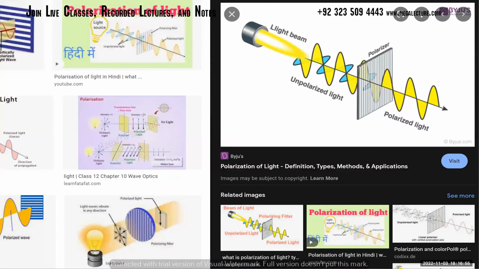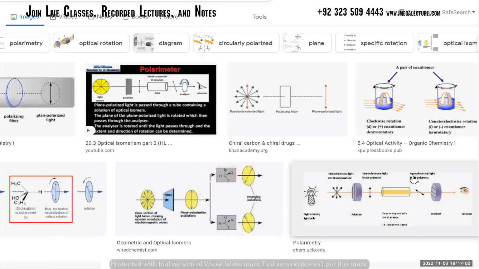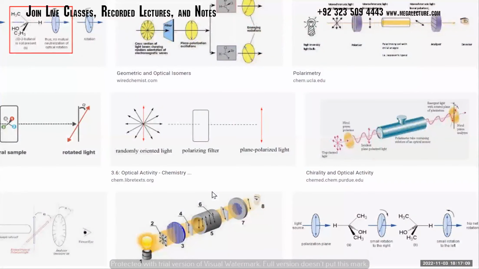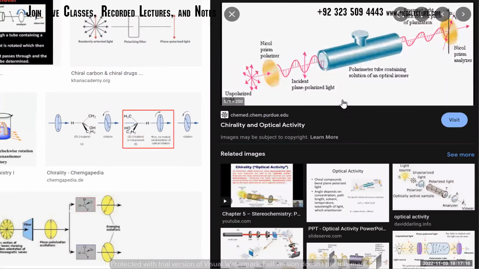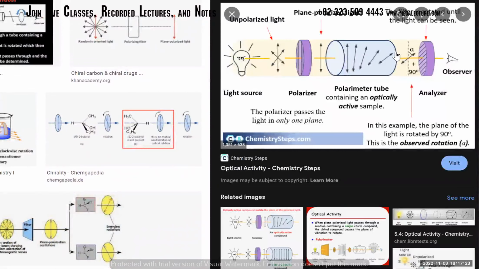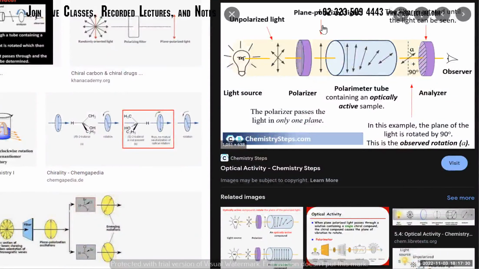Yes, sir. One second, let me see if I can find it. So it's something like this. This might be a good idea, but it doesn't explain it that clearly. So, if you have an optically active sample, if you have an enantiomer, and the particles in the wave are vibrating in this direction, the particles will start vibrating in a different direction. One of the optical isomers will rotate it in the clockwise direction, the other one in the anti-clockwise direction. Is this clear?